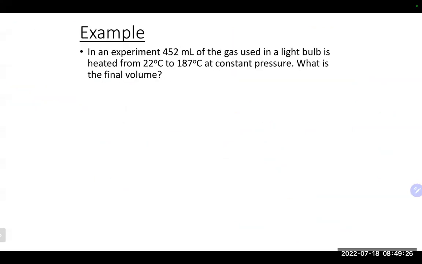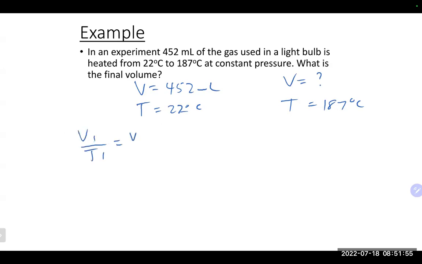All right, I'll try another one here. An experiment: 452 milliliters of a gas in a light bulb is heated from 22 to 187. What is the final volume here? We have a volume that is 452, it's heated from 22 degrees Celsius to 187, and we are looking for a final volume. So again, hopefully you can see V1 over T1 is equal to V2 over T2 here, and we'll call those these.